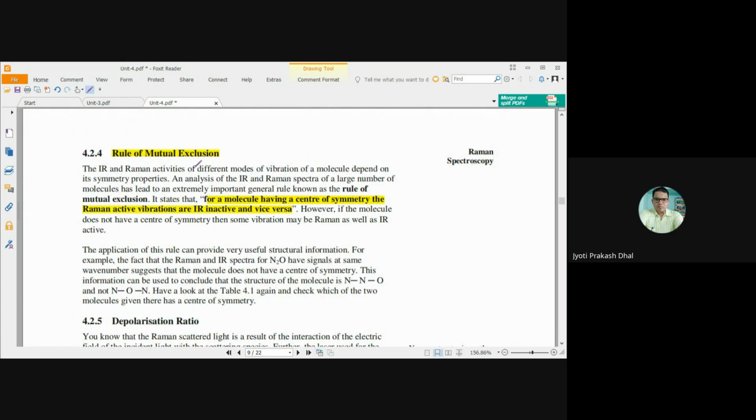Now coming to the rule of mutual exclusion. The rule is, for a molecule having a center of symmetry, the Raman active vibrational modes are IR inactive and vice versa. This is called the mutual exclusion principle. The rule of mutual exclusion says that if a molecule has a center of symmetry, the modes which are Raman active are IR inactive, and similarly the modes which are IR active are Raman inactive. That is called the mutual exclusion principle.